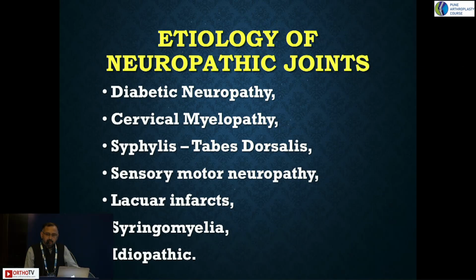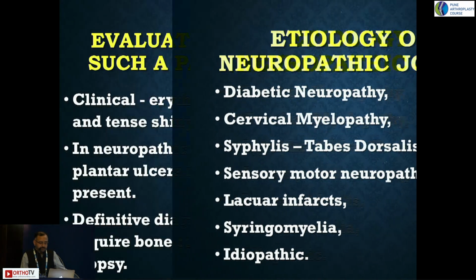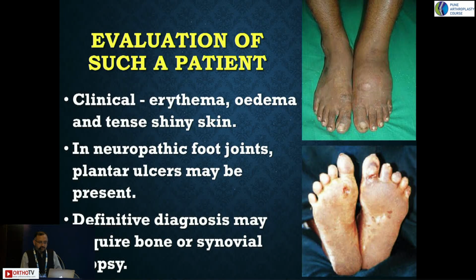So coming to the etiological conditions: diabetic neuropathy, cervical myelopathy, syphilis, hereditary sensory motor neuropathy, lacunar infarct, syringomyelia, and idiopathic. Many of the times you will not come to an established etiology of this condition, but definitely you have to look into the details so as to understand the prognosis of this joint. So evaluation of such a patient is very important.